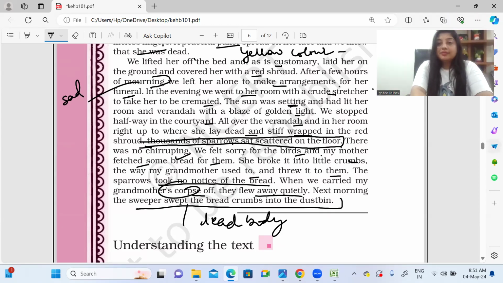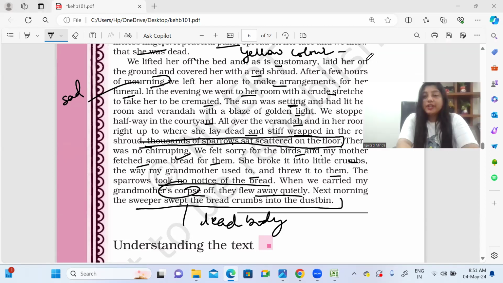So this was a story that I have always personally felt very close to, because all of us have had our grandmothers and grandfathers, and our bond with them has always been special.